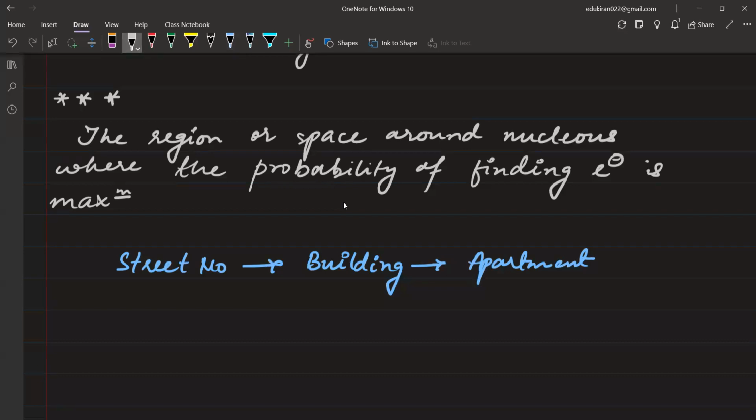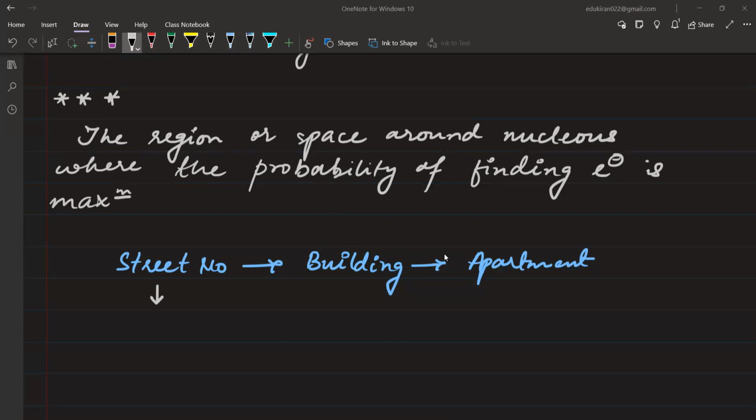Now, street number in the electronic world, what is the street number? How do we represent the street number? What is the word for street number in the electronic world? Tell me, guys. What is the street number, lane number? Yes, Harsha? Orbit, sir. Very good. It is orbit. What about others? What happened?